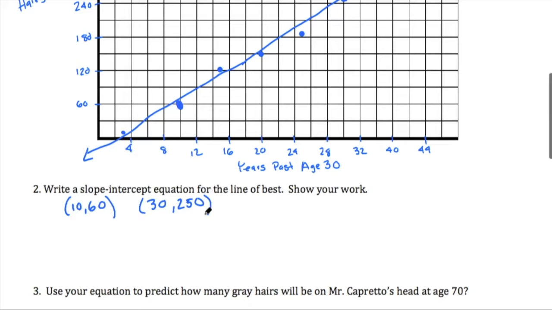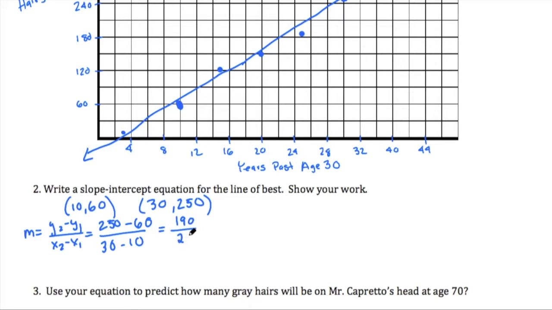Great, so now like any line, anytime we're given two points and we have to write an equation, we're going to find the slope first. So m equals y2 minus y1 over x2 minus x1. Y is on top. I'm going to take 250 minus 60 all over 30 minus 10. So in the numerator there we have 190, and in the denominator we have 20. So we'll go ahead and divide that. That'll be 9.5, sorry, 9.5 is going to be our slope.